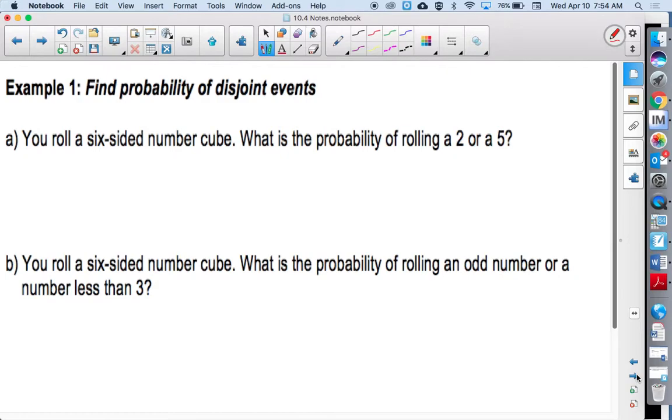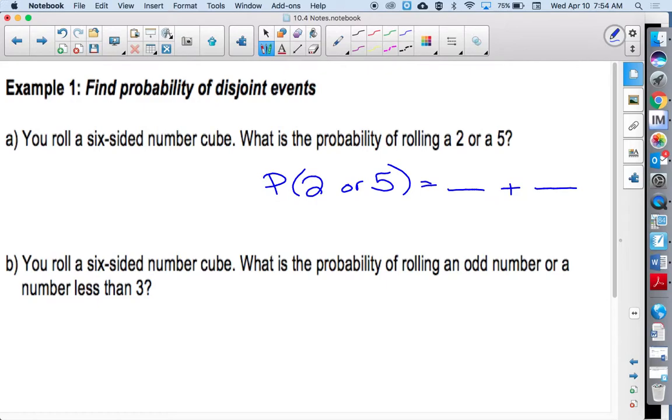So the first problem here says that they are disjoint events, which means they're separate from each other. It says you roll a 6-sided number cube, or a die. What's the probability of rolling a 2 or a 5? Because a 2 can never be a 5, they're considered separate events because a 2 cannot be a 5 at the same time. So we would just find the probability of getting a 2, add it with the probability of getting a 5. It can never be both. A 2 cannot be a 5.